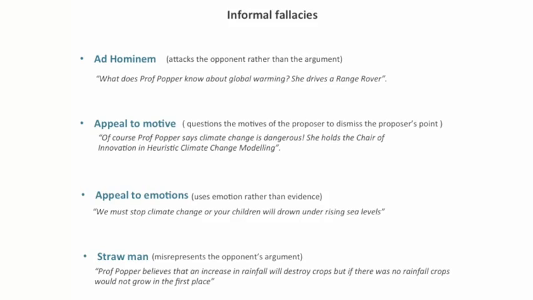Another example of informal fallacy is the appeal to emotion fallacy, which uses emotion rather than evidence. For instance, we must stop climate change or your children will drown under rising sea levels. And finally, the straw man fallacy, which misrepresents the opponent's argument. For instance, Professor Popper believes that an increase in rainfall will destroy crops. But if there was no rainfall, crops will not grow in the first place. There are many more types of fallacies, so make sure to have a look at the list of reading material provided this week, as it contains links to good websites on fallacies.